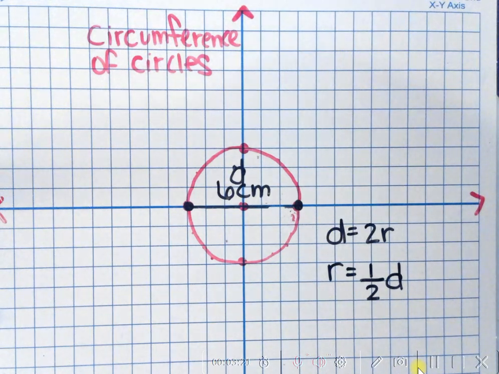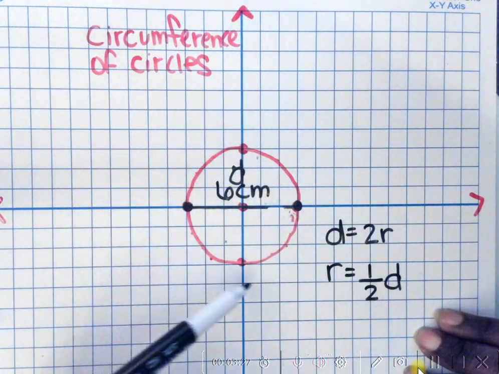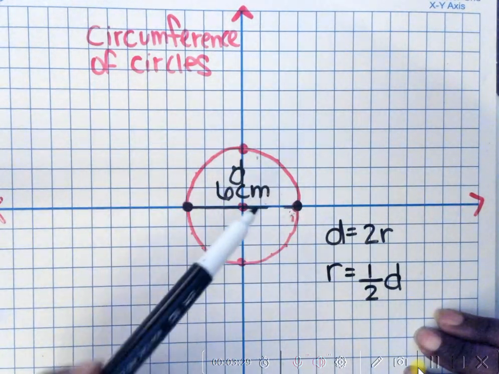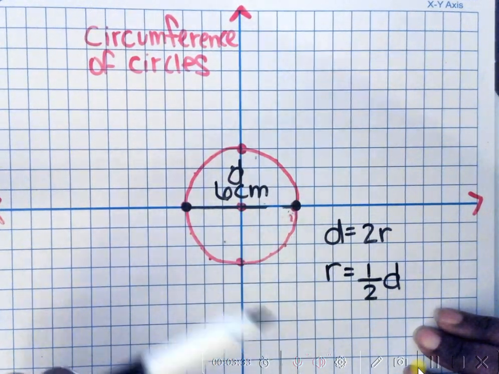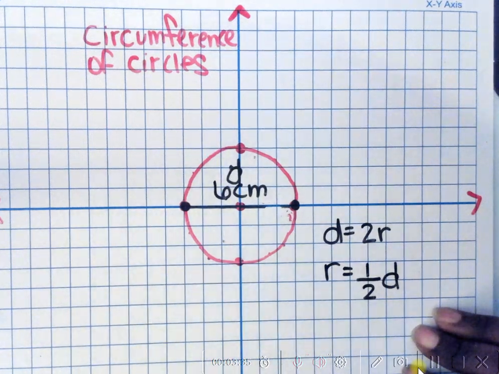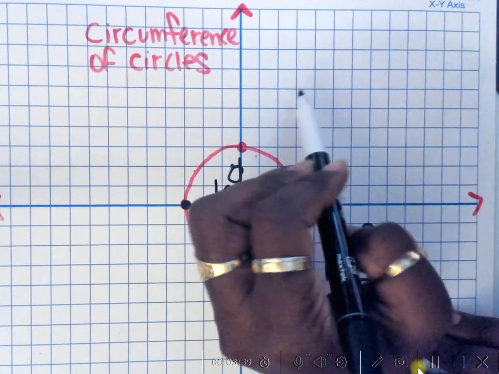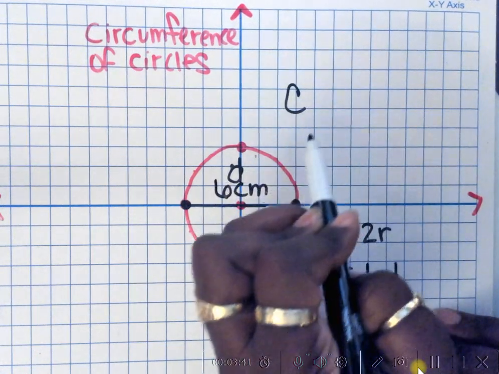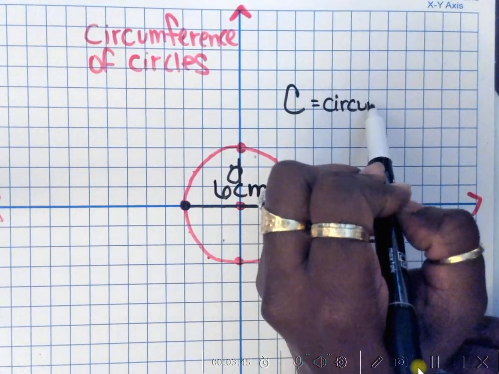Now, let's talk about the circumference. The circumference is your distance around the circle. So it's like your perimeter. You're going around the circle, and there's a ratio in terms of what that value is going to be when we talk about the circumference. We're going to show that circumference is going to be represented by a C. That means your circumference.